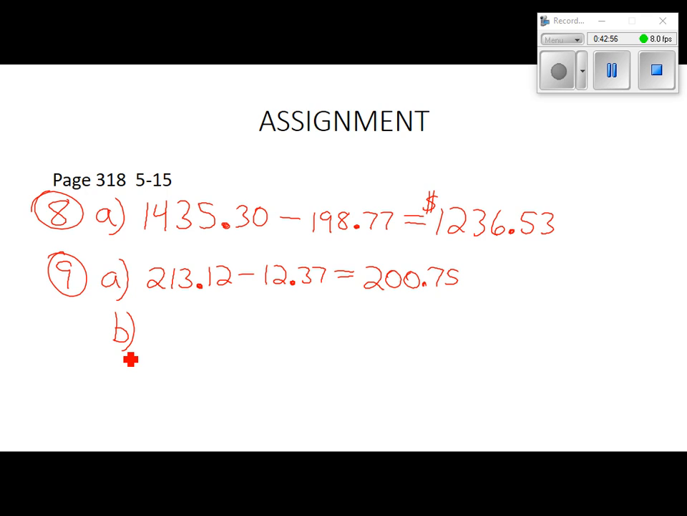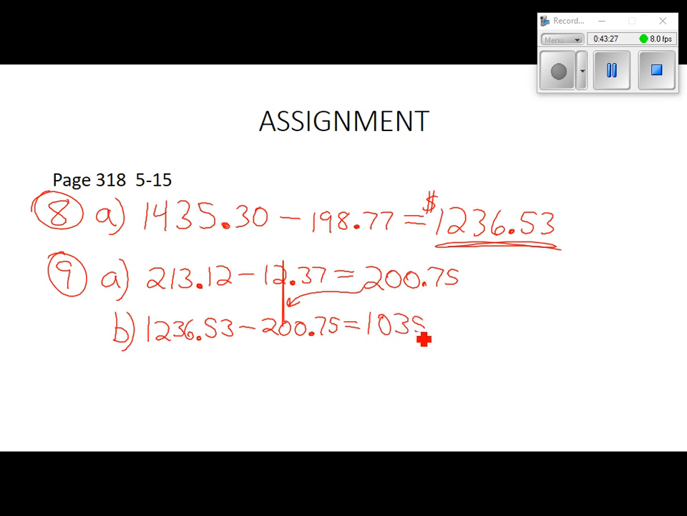Once we have that, now we're going back to what we did up here in number 8. We're just taking the new principal that we wrote for number 8, $1,236.53, and what are we doing, Dylan? Now you can tell me. Minus that answer that we just got right there. That gave us $1,035.78. What's $1,035.78? The new principal, that's how much they still owe after the 9 still.